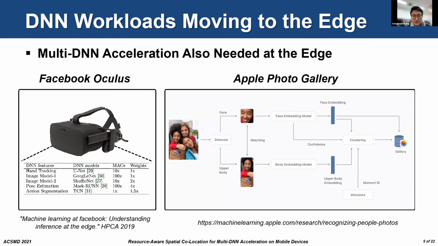The left example shows different DNN models used in Facebook's VR device Oculus. For various vision tasks, including hand tracking and pose estimation, a number of DNNs must run concurrently. In addition, the right example shows how iPhones recognize people in their photo gallery. Face and body detectors and embedding models are all separate DNN models that need acceleration for a single application. These examples show that multi-DNN acceleration is an important issue also in mobile MPUs.